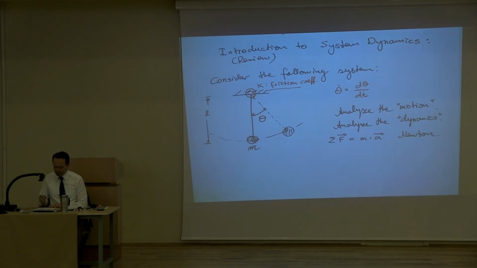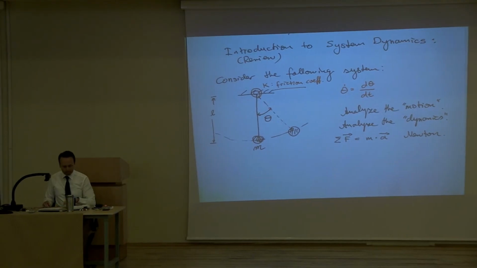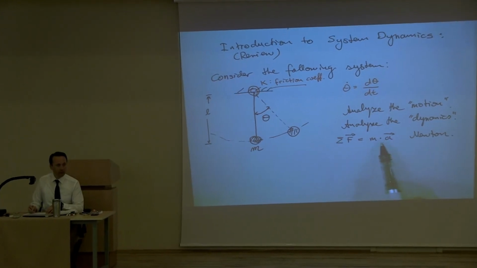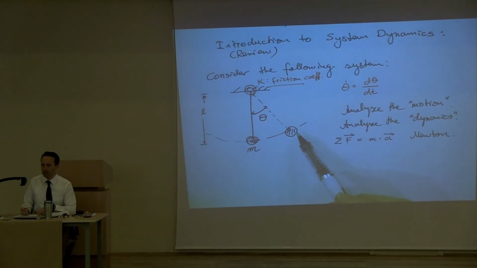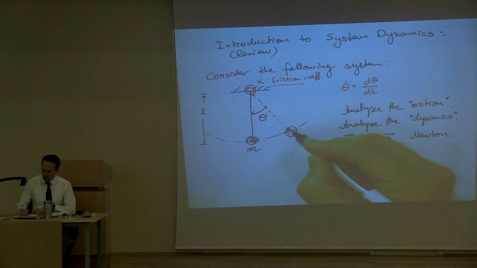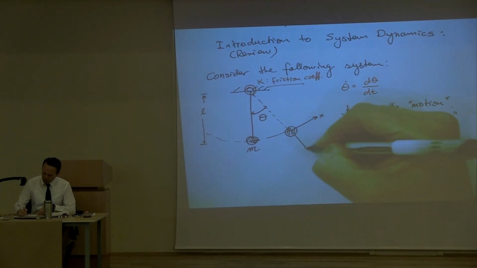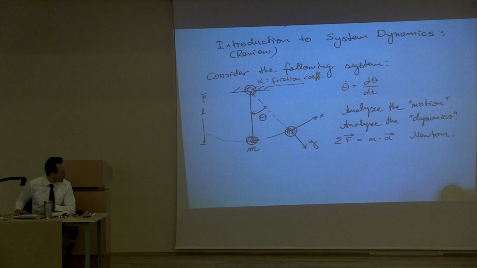Okay, good. So let's try to analyze this. Since this is a vector equation, you need a coordinate system somewhere, right? So what we typically would do is put a coordinate system on this thing, call this x, call this y. So let's try to write this equation, at least in one direction, either x or y, and let's try to analyze it.